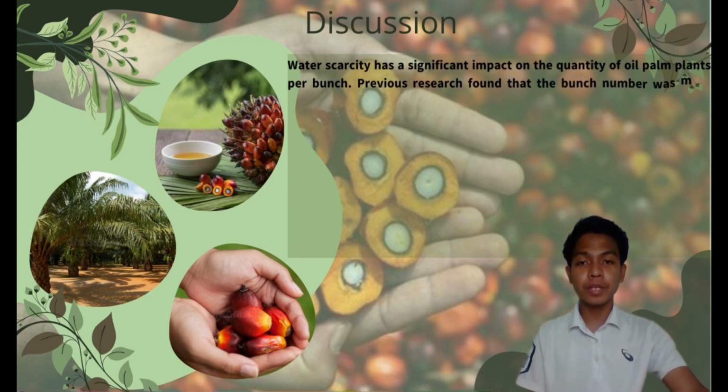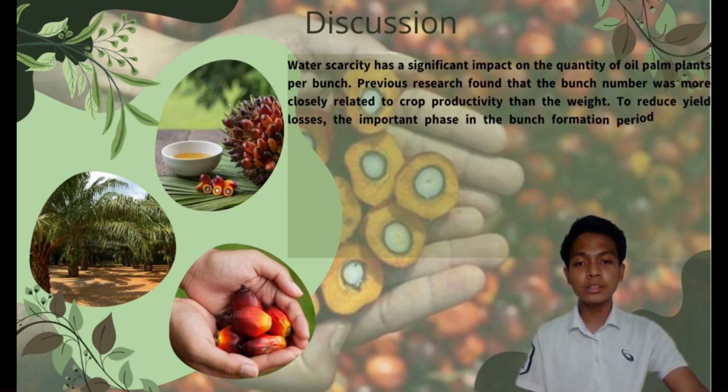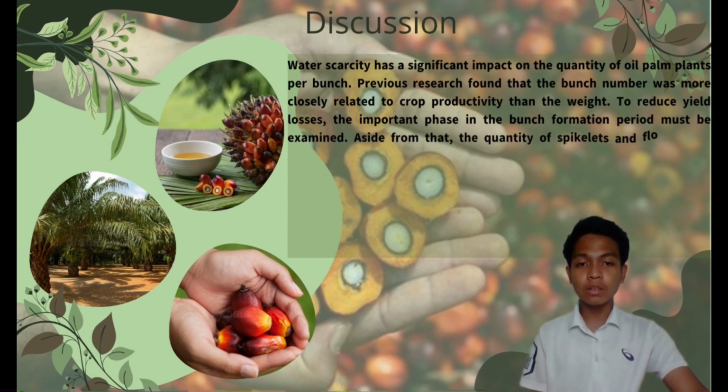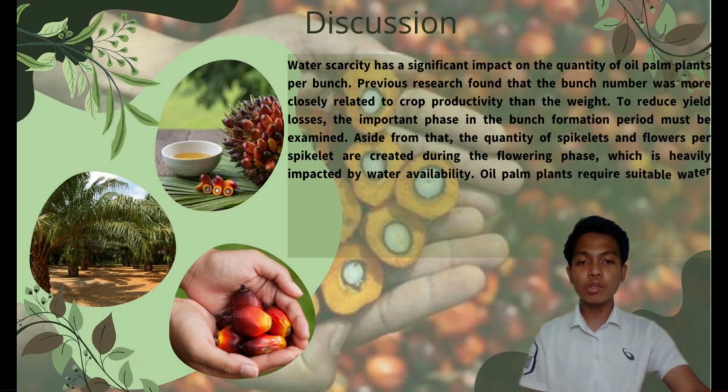Previous research found that the bunch number was more closely related to crop productivity than the weight. To reduce yield losses, the important phase in the bunch formation period must be examined. Aside from that, the quantity of spikelets and flowers per spikelet are created during the flowering phase, which is heavily impacted by water availability. Oil palm plants require suitable water conditions to flourish.